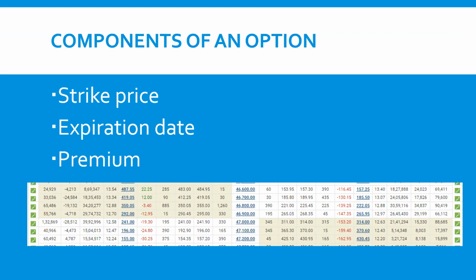So what are the components of options? First is the strike price. For Bank Nifty, what is the strike difference? Every 100 rupees there will be a strike price. And they have the expiry date also. Nifty and Bank Nifty have weekly options and monthly options. And the third one is the premium. Every strike price will have a premium.